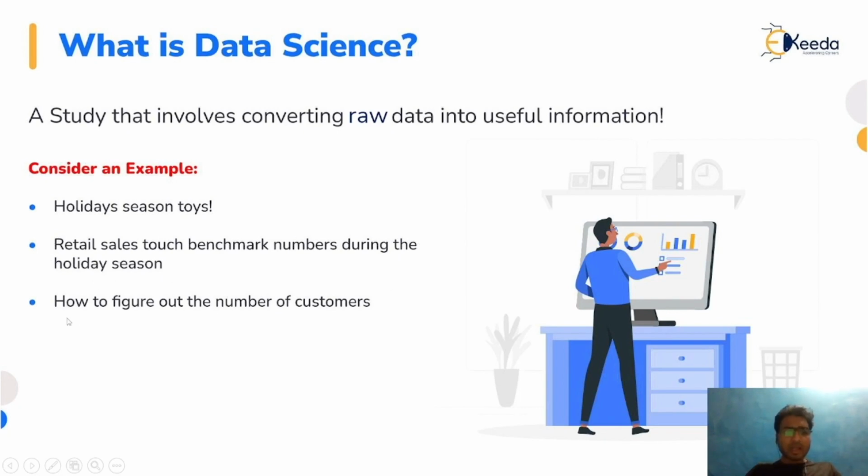Now third is a question: how to figure out the number of customers. So how can you identify your potential customers who can buy from your store, who can purchase your product or your courses, and all these things? You have to see the past data, and based on that find some insights, and then come to a conclusion that these are my potential customers, and I should focus on these customers. So these kinds of use cases are done in data science.